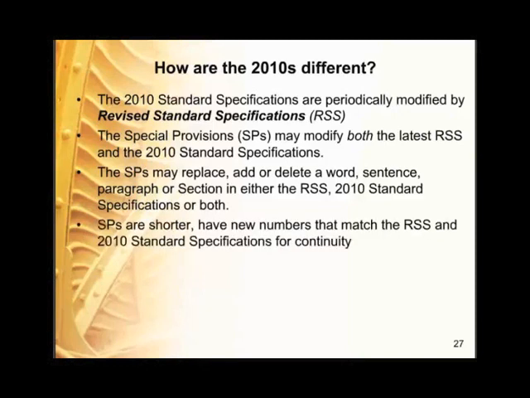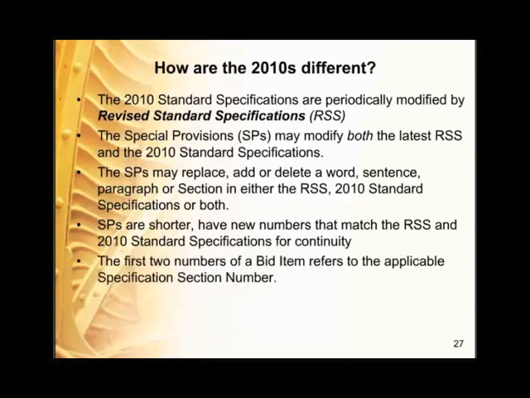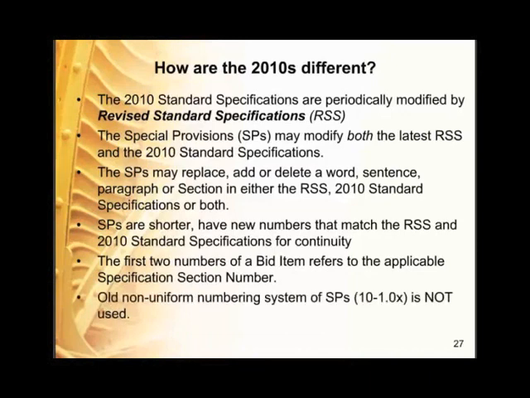Special provisions are shorter, have new numbers that match the RSS and the 2010 standard specifications for continuity. The first two numbers of a bid item refer to the applicable section number. The old non-uniform numbering system of the special provisions, for example, 10-1.05, is not used. There are also new sections in the 2010s, Section 21 being erosion control.